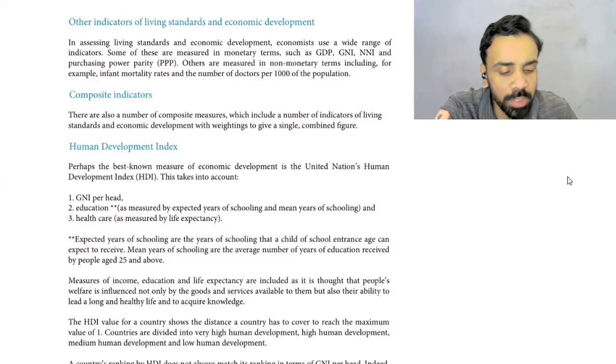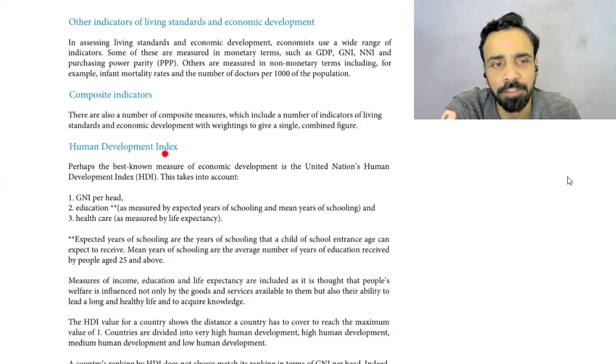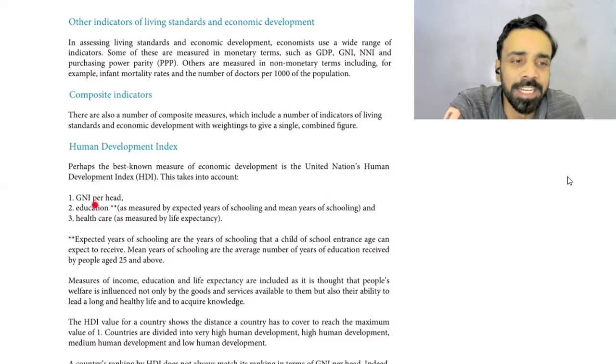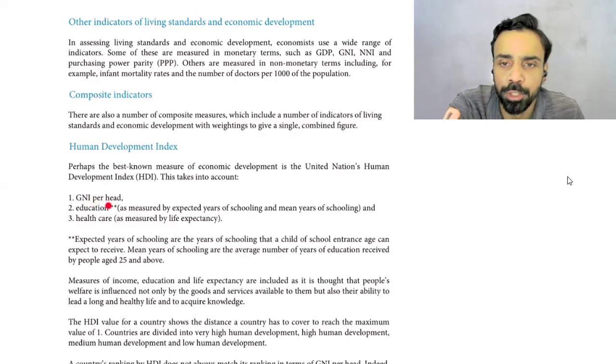One of the most common ones that you might have done in O levels also is something called the Human Development Index, the HDI, right? It's a United Nations index. It takes three things into account. One is obviously GNI per head, that means output per person using the country's resources domestically and internationally. So that is one of the measures within the composite.